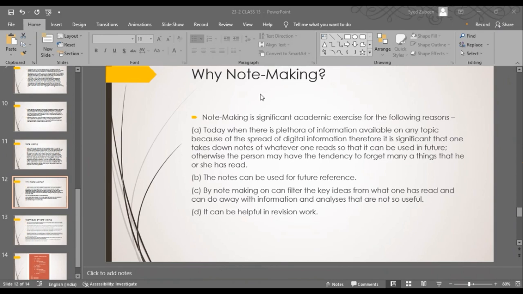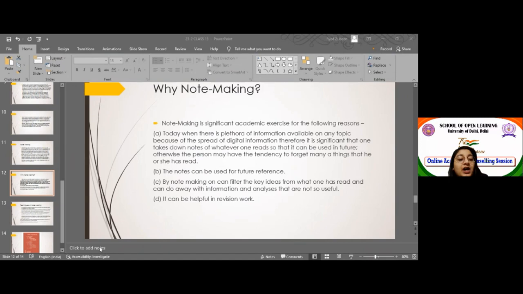And this is very important to us, especially at a time when our attention span is decreasing, right? Our attention span has decreased considerably. So whenever we are reading for our exams, or for an assignment or a term paper, we should try to make notes as much as possible so that we do not forget or leave out the important information, right?